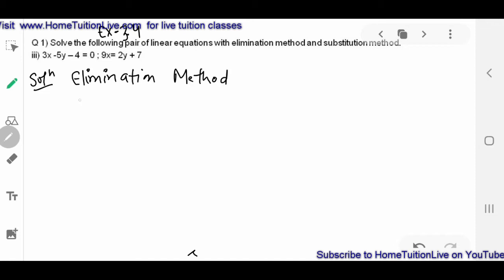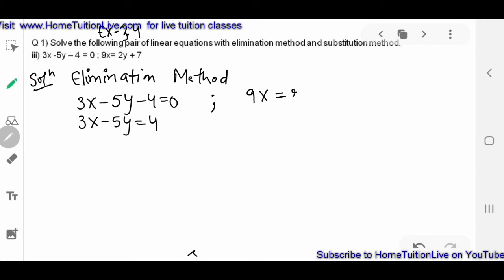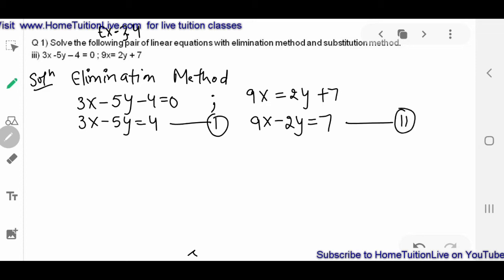What are the equations? Equations are 3x minus 5y minus 4 is equal to 0. So we can write this equation as 3x minus 5y equals 4, and the second equation is 9x equals 2y plus 7, and we can write this equation as 9x minus 2y equals 7. So this is our first equation and this is our second equation. Now we will make the coefficient the same.